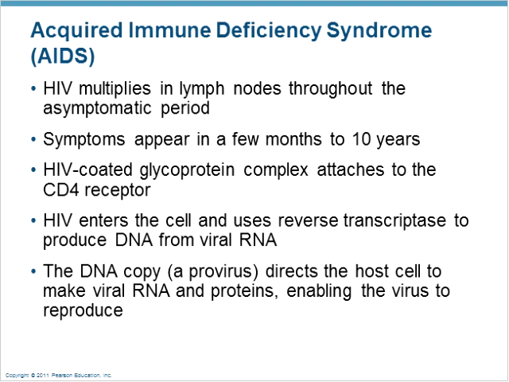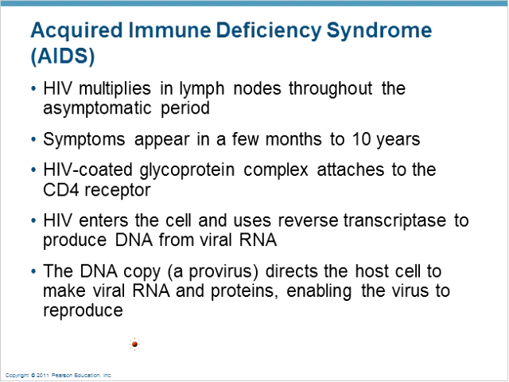HIV multiplies in lymph nodes throughout the asymptomatic period. The symptoms appear in a few months to 10 years. HIV-coded glycoprotein complexes attach to the CD4 receptor. HIV enters the cell and uses reverse transcriptase to produce DNA from viral RNA. The DNA copy of the provirus directs the host cell to make viral RNA and proteins, enabling the virus to reproduce.